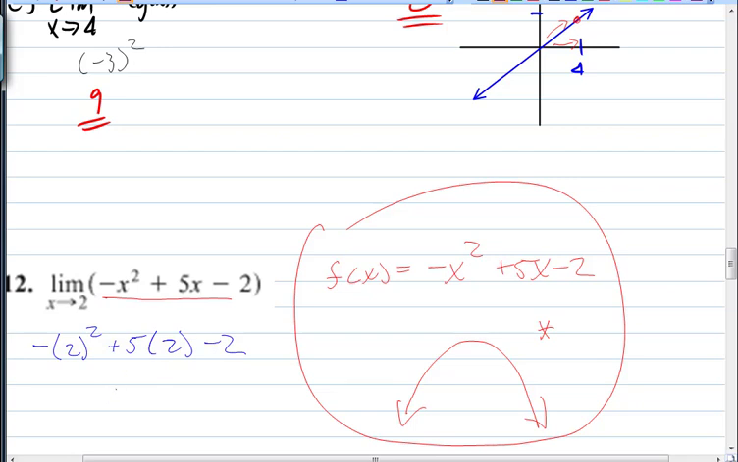No. Right there, x is approaching 2. So that's negative 4 plus 10 minus 2, that's negative 6, and 10 is 4. The notes are wrong online. Look at these. It's 4.